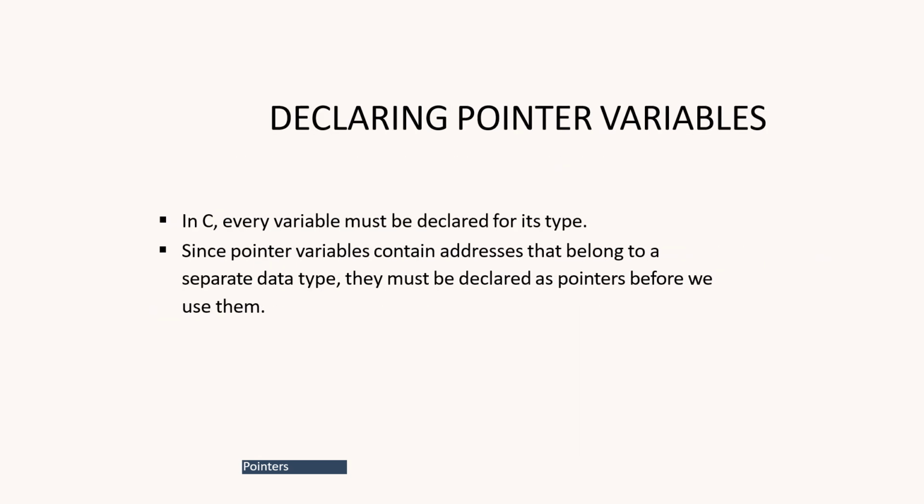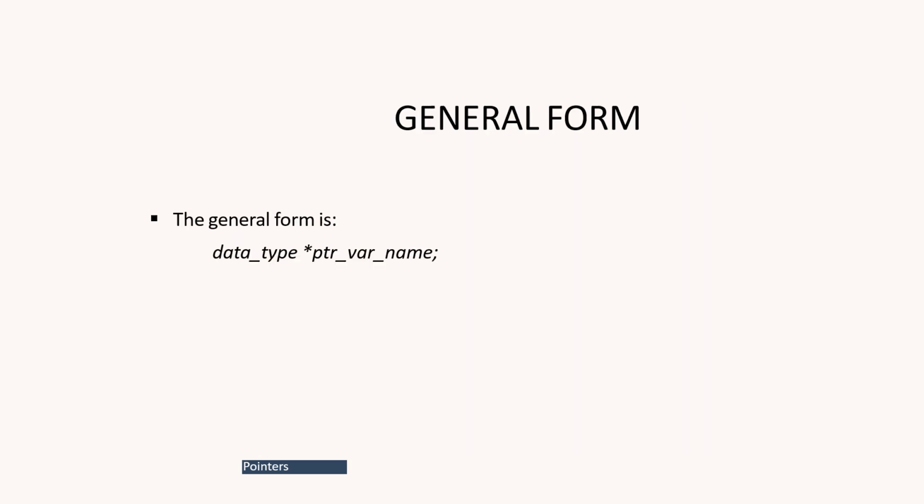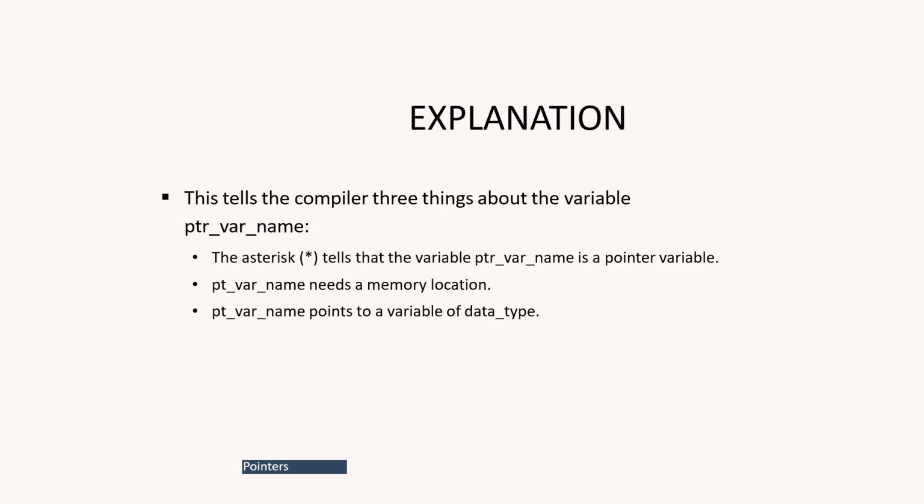So how to declare a pointer variable? Every variable must be declared for its type. As the pointer variable contains an address that belongs to a separate data type, they must be declared as pointers before we use them. The general form of representing a pointer is: data type star pointer variable name. The data type can be integer, character, or float, and after the star we give the pointer variable name.